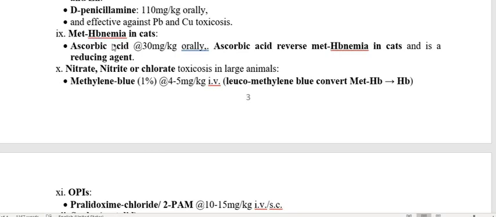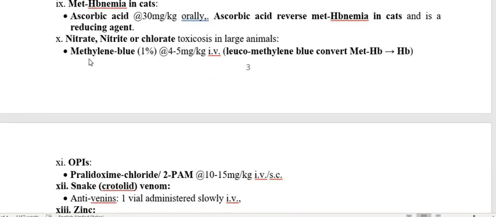As an antidote for methemoglobinemia, particularly for the cat, we are using ascorbic acid, as a therapeutic agent or antidote for methemoglobinemia in cat. Why? Because this one is a reducing agent. Ascorbic acid acts as a reducing agent, and reducing agents usually help to convert +3 iron to +2 iron. It means methemoglobin is converted into the hemoglobin form to carry oxygen.